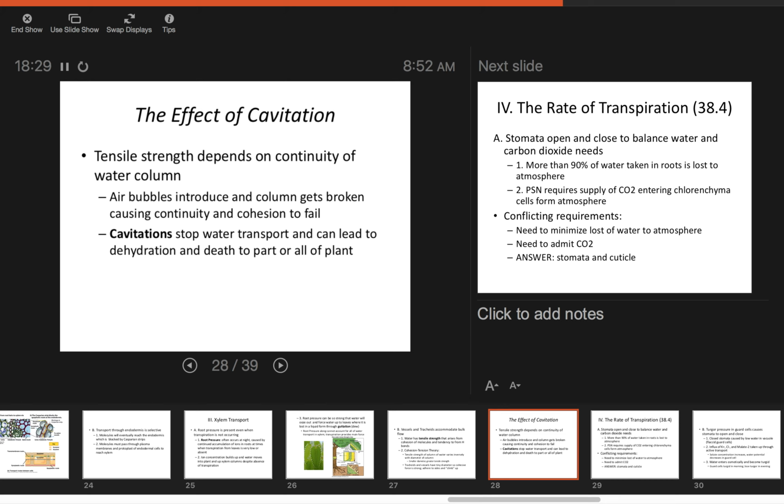To get the water back up again, it would require a lot of pressure from below to push it up, but the plant doesn't know that.